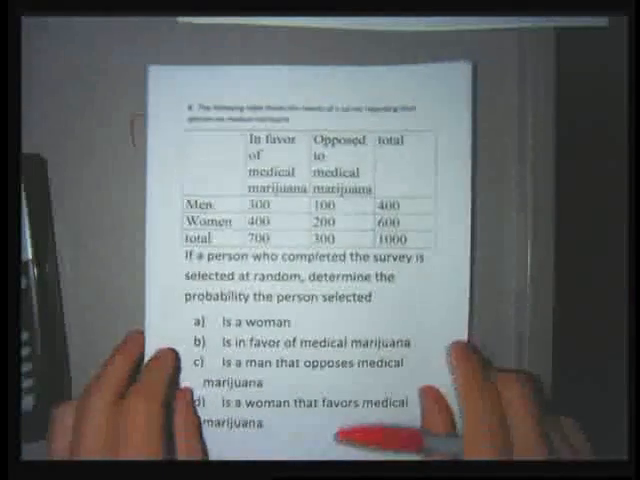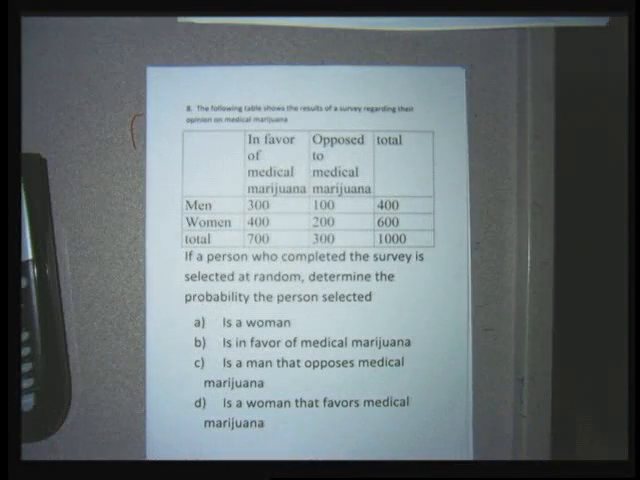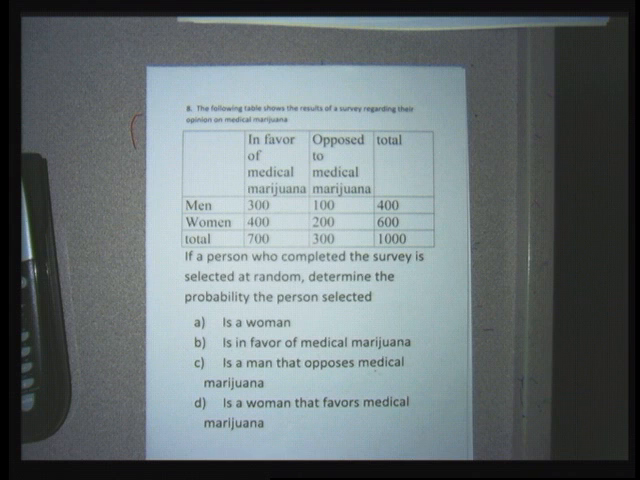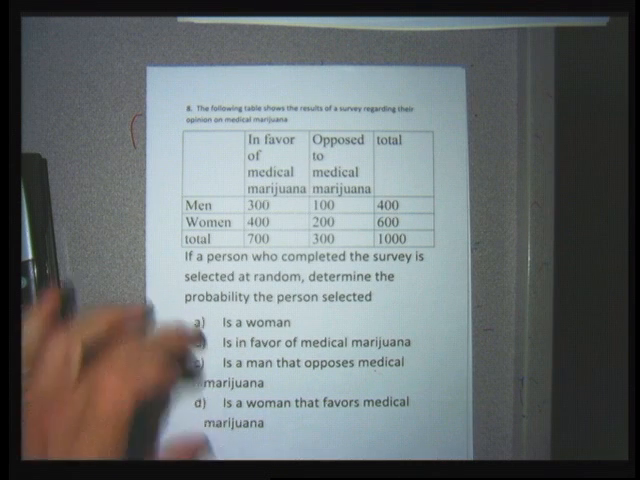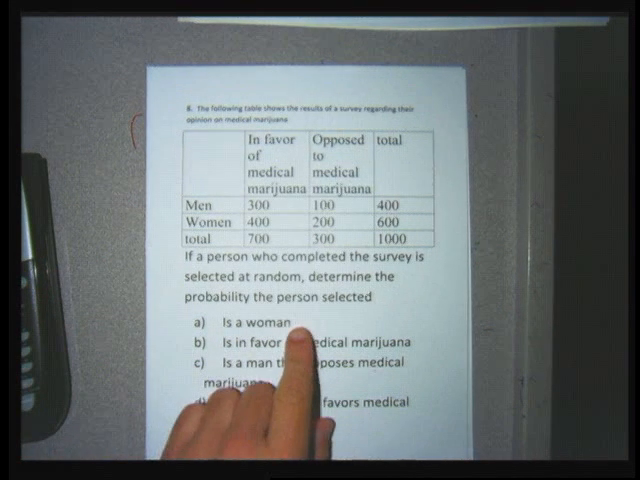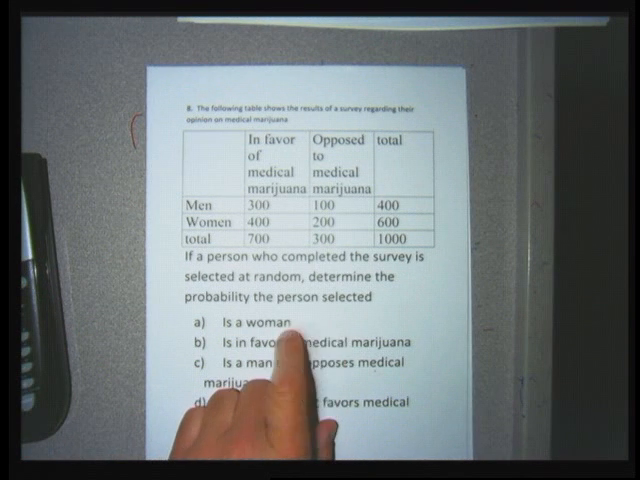Number 8 asks me to compute probabilities from a table. We had kind of two kinds of table problems in the chapter. Some of the table questions asked us to do conditional probabilities, and the denominator in my answer would be something different than the total number of people that were surveyed. That would be the case if one of these questions had the word "if" something or "given" something.